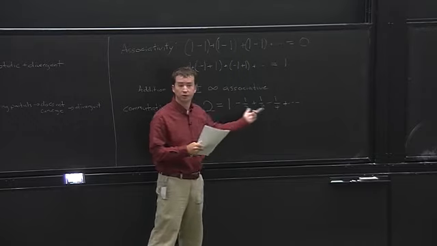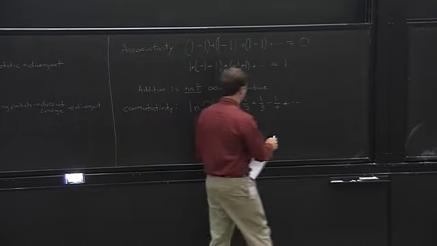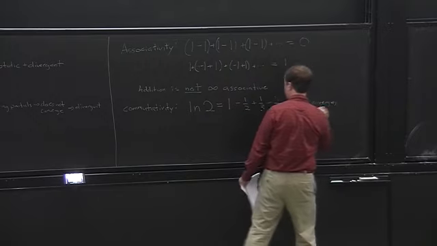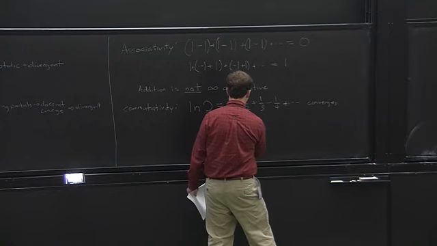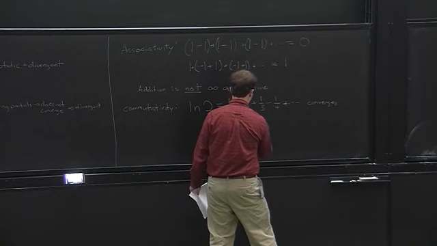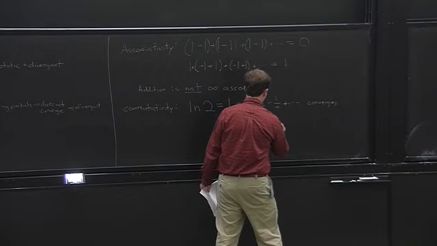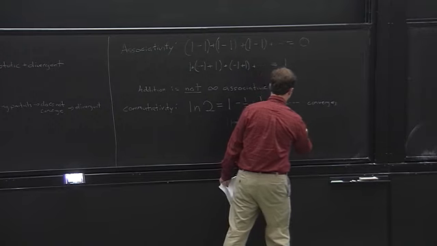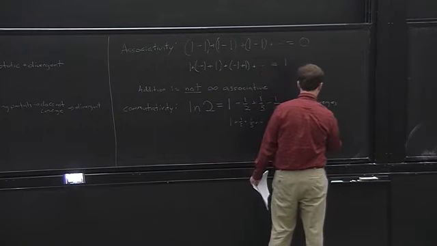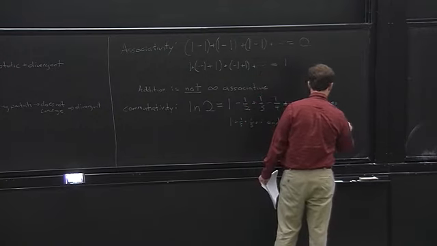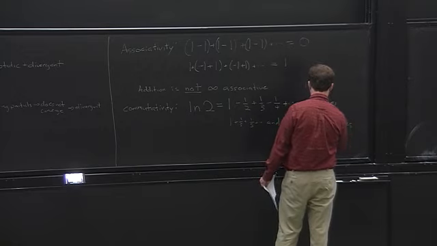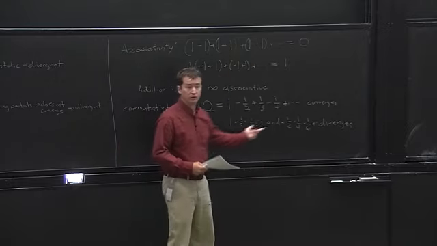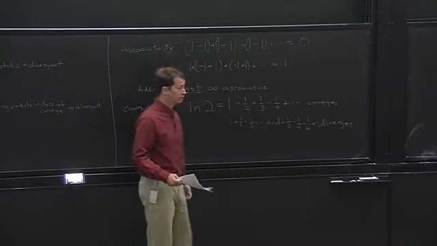It's a conditionally convergent series. It has divergent subseries. So this series converges, but 1 plus a third plus a fifth, and minus a half minus a quarter minus a sixth are divergent series. So it contains divergent subseries, or it's a conditionally convergent series.